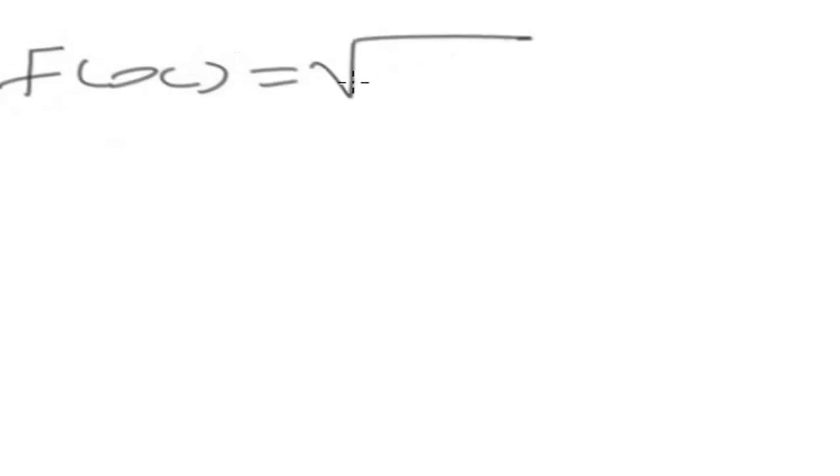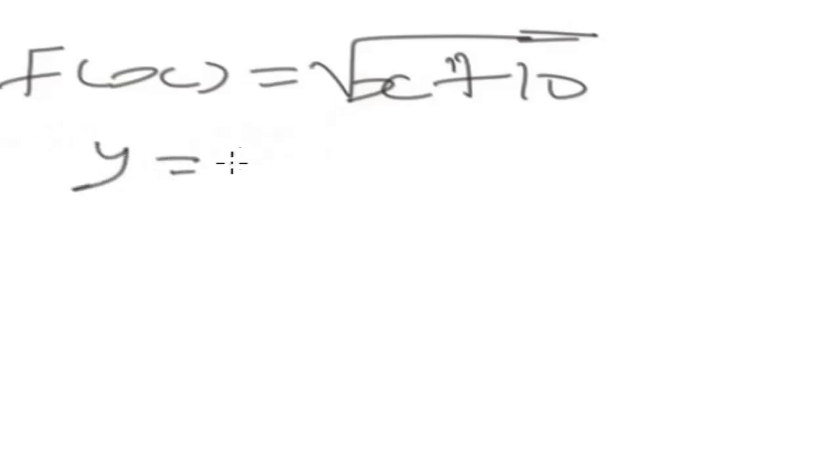What if you're given a function like this, f of x equals square root of x plus 10, and asked to find the inverse of this function? How do we do it? It's very, very simple. Replace f of x with y. So we're going to have y equals square root of x plus 10.